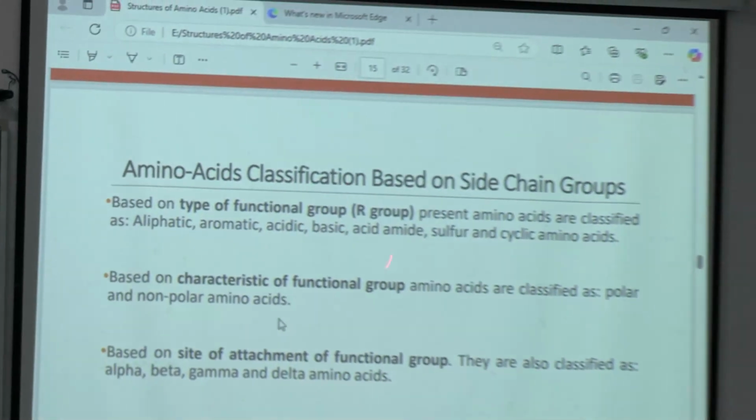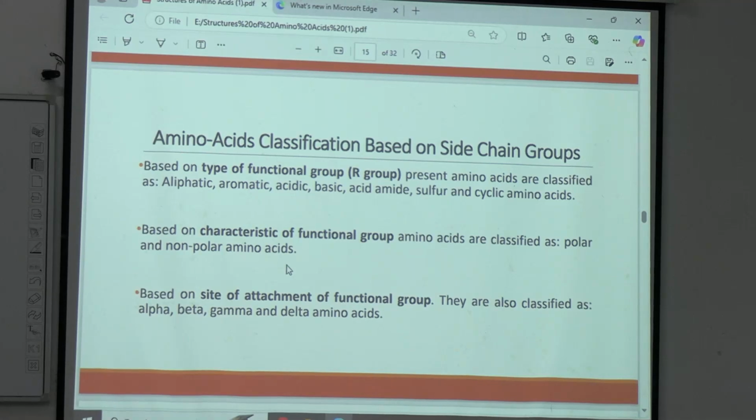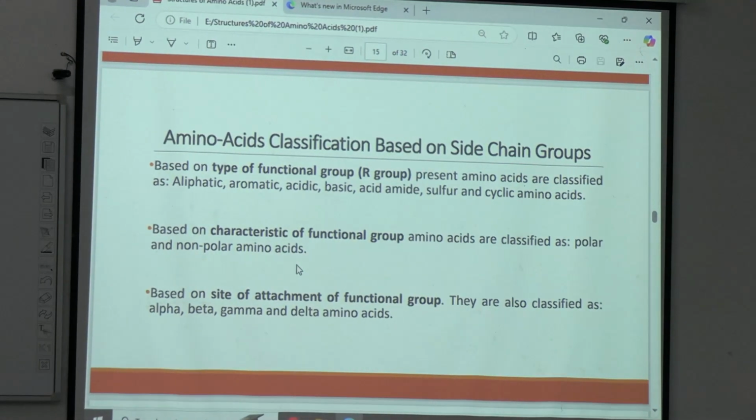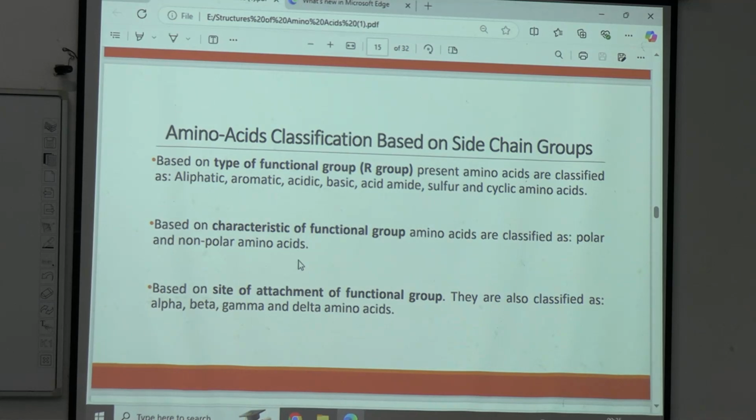On the basis of the functional group, they can be classified as aliphatic, aromatic, acidic, basic, acid amide, sulfur containing and imino acid. Example of imino acid? Proline. Very good. An example of an imino acid is proline. And based on the side attachment, they are classified as alpha, beta, gamma. Good to know. Just hear it and try to keep it.